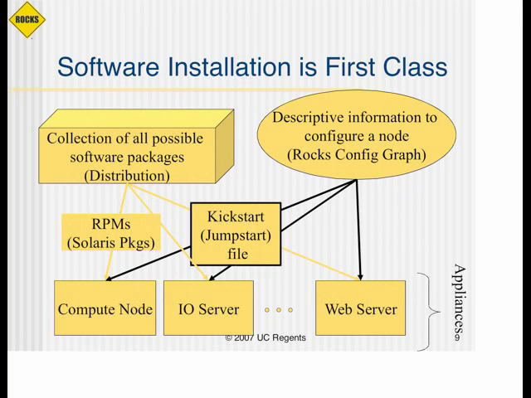So it's a Red Hat distribution, or it's a CentOS distribution, or it's a Solaris package distribution. Those are just the packages that you might install. And then we want to be able to have this mechanism of generating the descriptive file for a particular node, right? So it's a compute node, it needs these packages, and then these packages need these configurations. If it's a visualization node, it needs these packages, and those packages need a particular set of configurations.